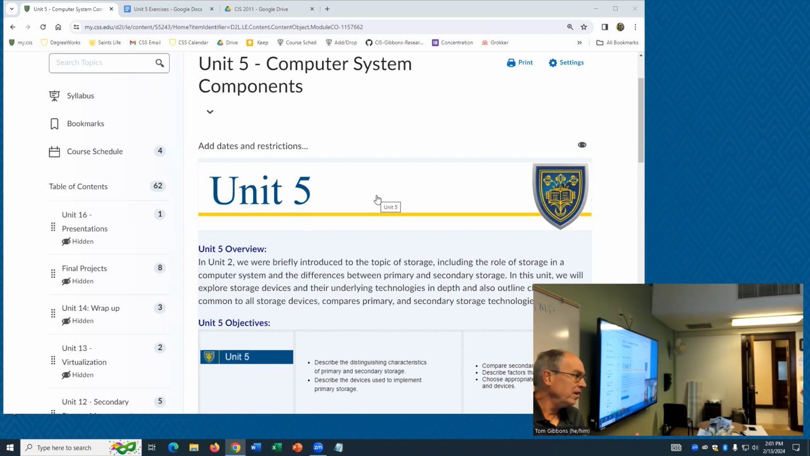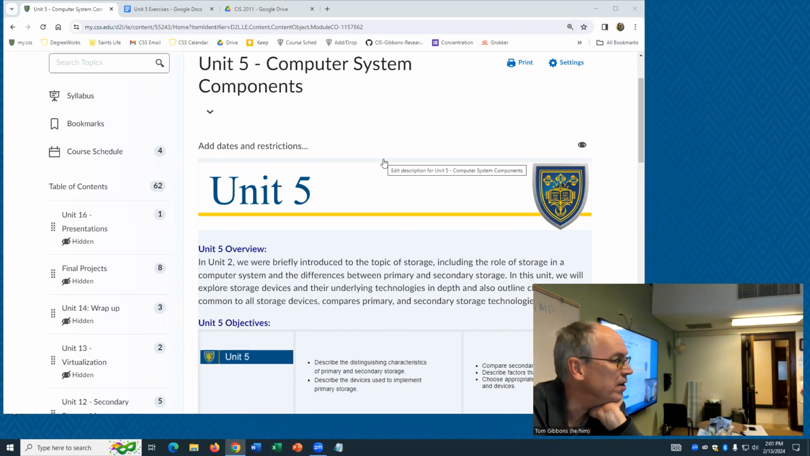So I'm going to get started here. I notice I hadn't opened up unit 5, so you might have to refresh to see unit 5 on Brightspace. So make sure you do that.